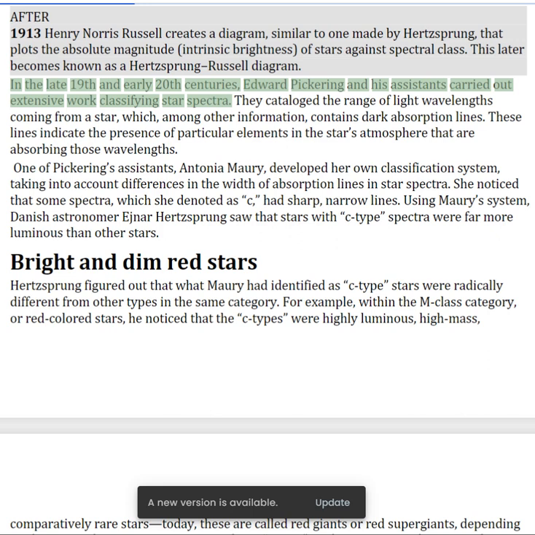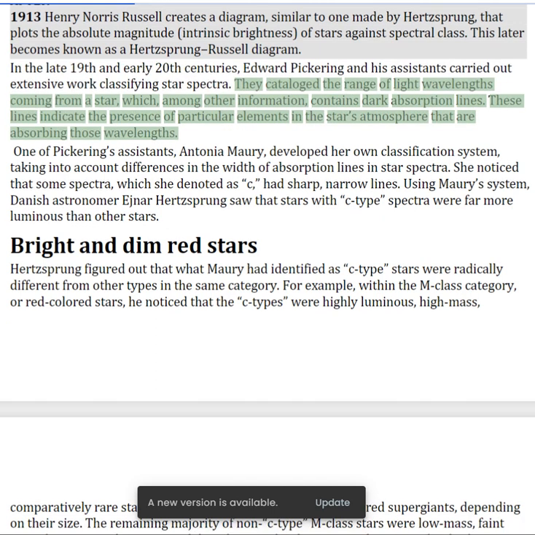In the late 19th and early 20th centuries, Edward Pickering and his assistants carried out extensive work classifying star spectra. They catalogued the range of light wavelengths coming from a star, which, among other information, contains dark absorption lines. These lines indicate the presence of particular elements in the star's atmosphere that are absorbing those wavelengths.